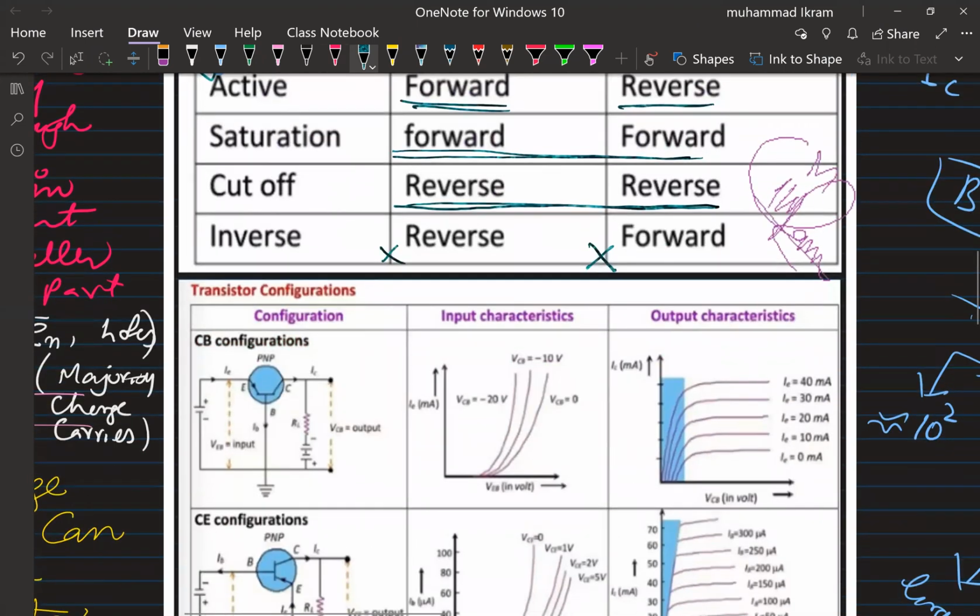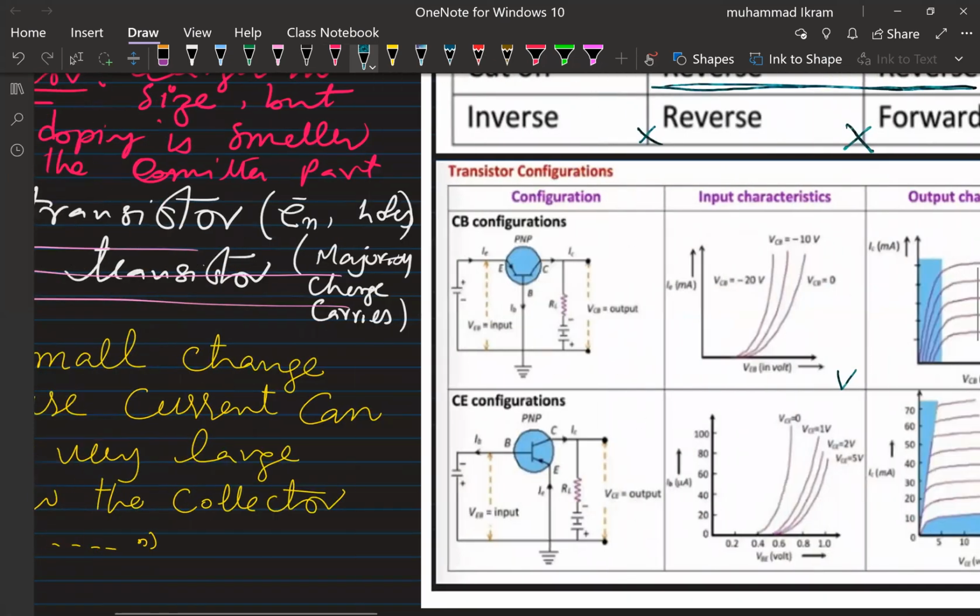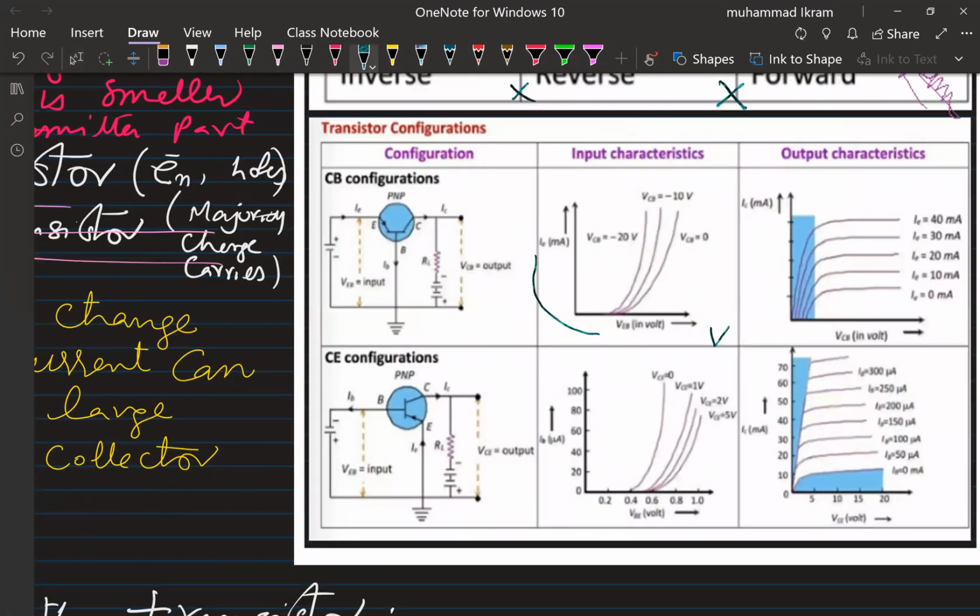Now, if you see the configuration, as I told, the collector base configuration and the collector emitter configuration, here you see the input characteristic, that is the change in the VEB, and then you see the change in the emitter current. As I told, these two can be plotted against each other. And here the output, I also explained, will be between the IC and the VCE, and for the various changes in V, you can see how your IC changes. The same goes for the collector emitter configuration also.